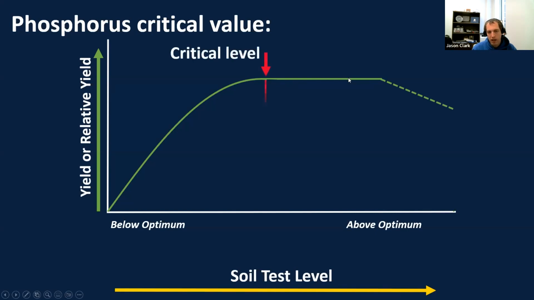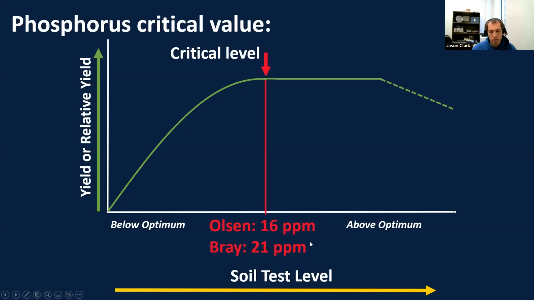And for phosphorus, that critical level is 16 parts per million for the Olsen test and 21 parts per million for the Bray test. This is really important to recognize: what soil test value you're getting back from your soil lab. Olsen is really good for higher pH soils above 7.4, and Bray works for soils that are less than 7.4. Olsen works for all soil test levels.